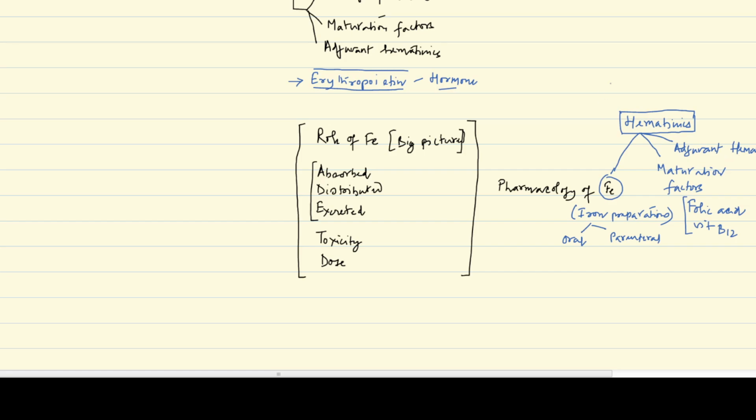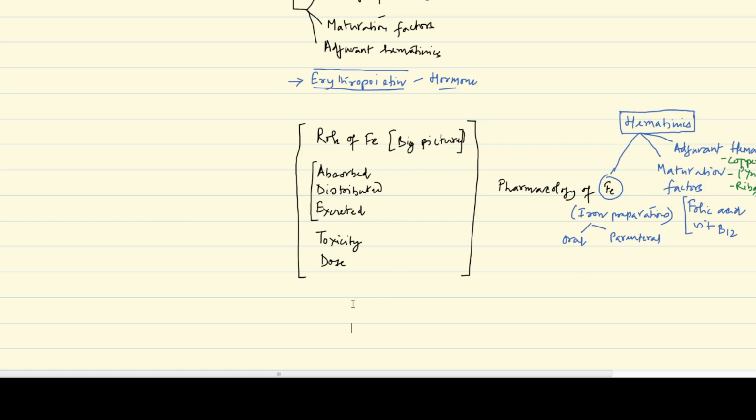Okay. So adjuvant hematinics, let's just list them for the sake of a big overview picture. So copper, okay, pyridoxine, riboflavin. Okay. So those are the adjuvant hematinics that we might be talking about. Okay.